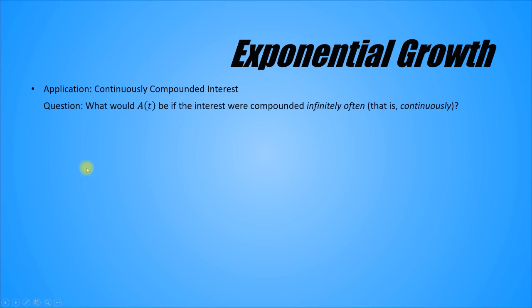So this raises an interesting question. What would the account balance look like if the interest were compounded infinitely often? That is, if it was compounded continuously. So this is the same thing as asking what would happen if n approaches infinity. So let's work it out. Using the language of limits from Calculus 1, the account balance under continuously compounded interest would be the limit as n goes to infinity of this exponential function.